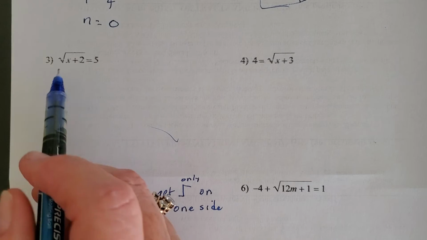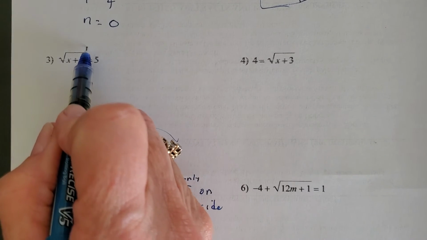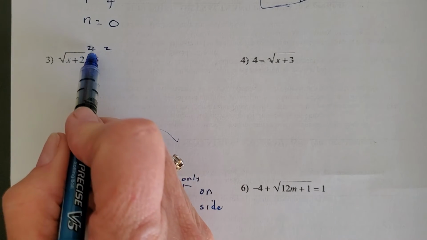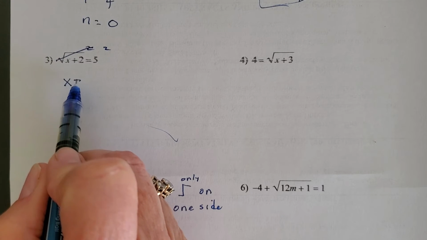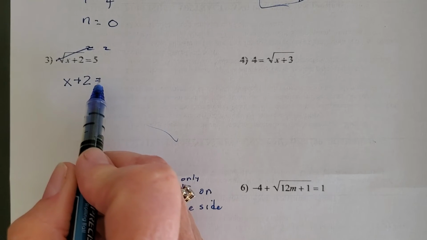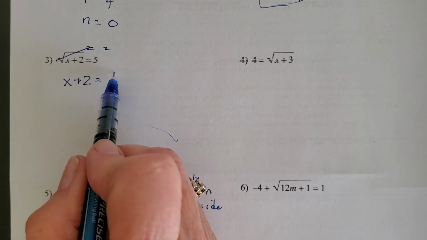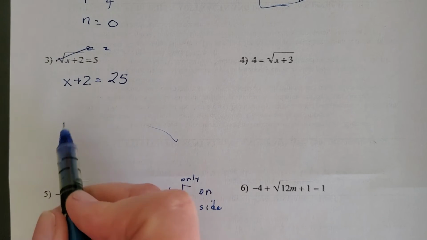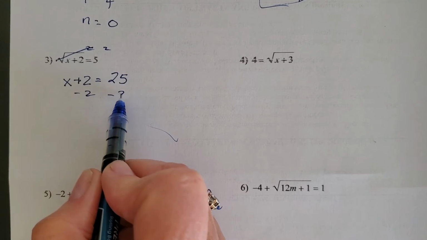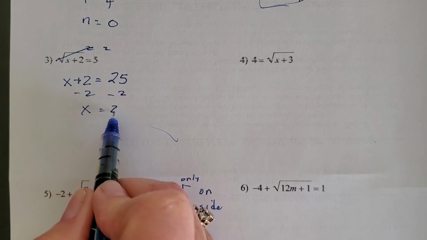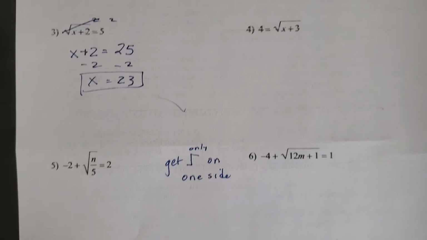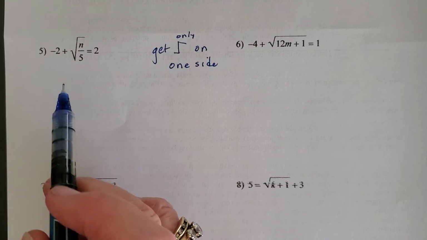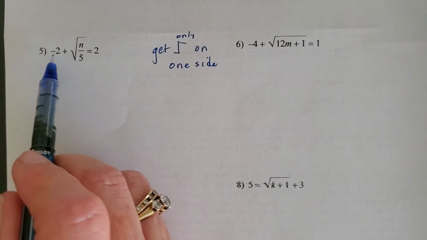We need to get rid of the square root. So we square both sides. A square and a square root are opposite operations. So we're just left with x plus 2, and then 5 squared, 25. Solve this little equation. X equals 23. Okay.